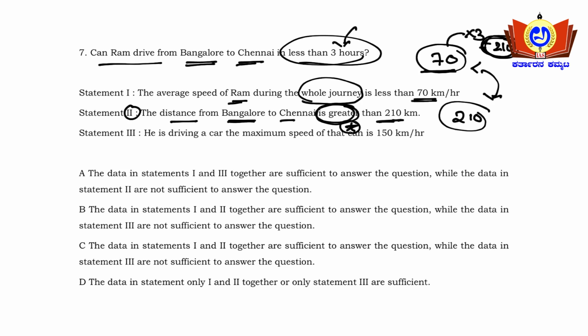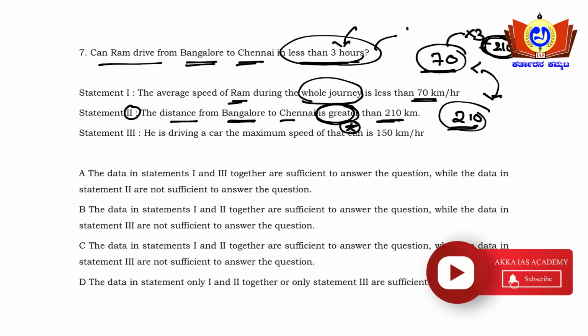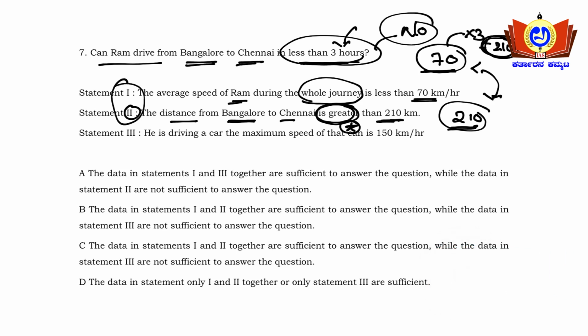So maximum he will be driving 210 kilometers, but the distance is greater than 210 kilometers. Hence within 3 hours there is no chance of driving from Bangalore to Chennai by Ram here. Can Ram drive from Bangalore to Chennai in less than 3 hours? No, he cannot drive. From statement 1 and 2 we can conclude that no, he cannot drive in less than 3 hours.